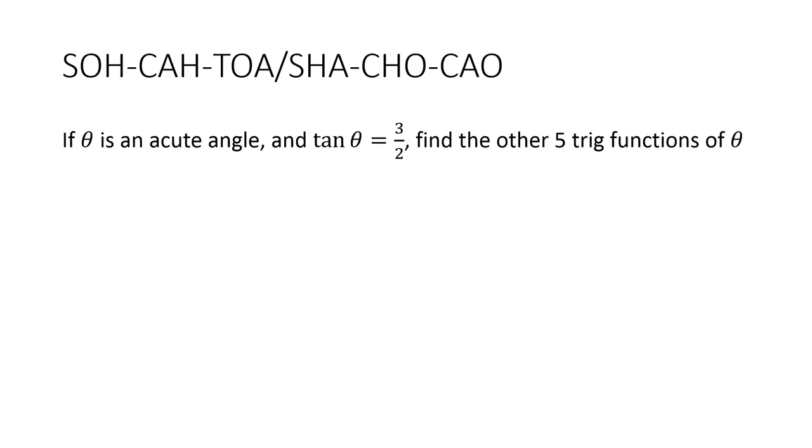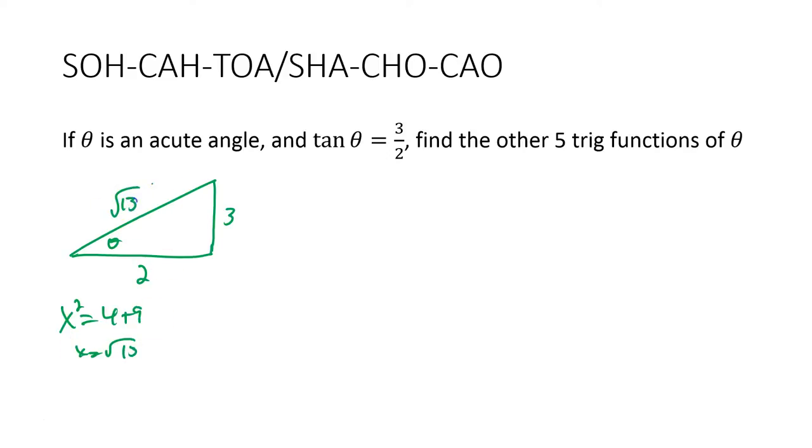All right, if theta is an acute angle and tangent is 3 halves, we're going to find the other 5 trig functions of theta. So I'm going to make a triangle here. I'm actually going to try to make it relatively correct. So here's theta. Opposite over adjacent is 3 over 2. Of course, I didn't do it right. The 3 should be longer. And we have to find the other 5 trig functions. So we have to find this third side. And this third side is going to be, so x squared would be 4 plus 9, so x is root 13. That's really the only difference with this problem, is you have to find that third side first.